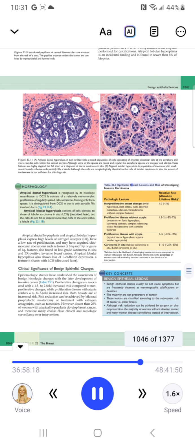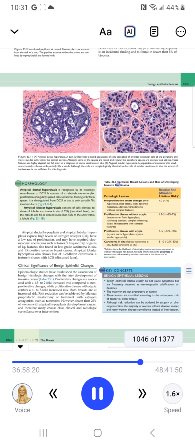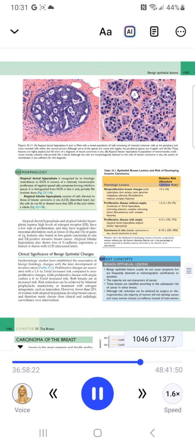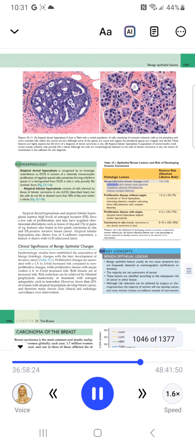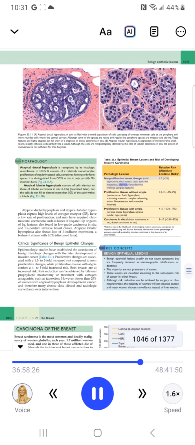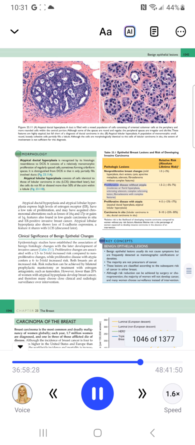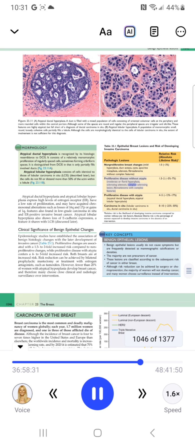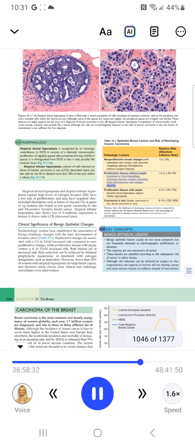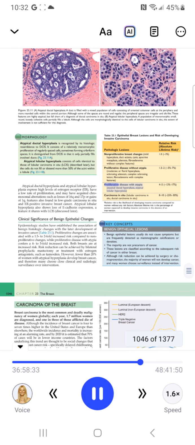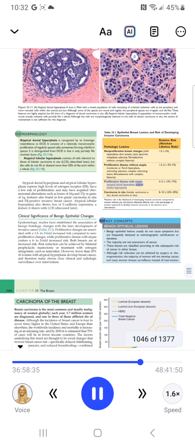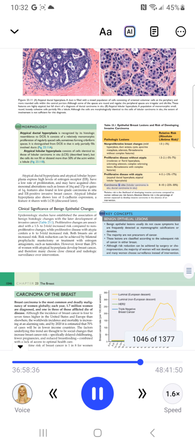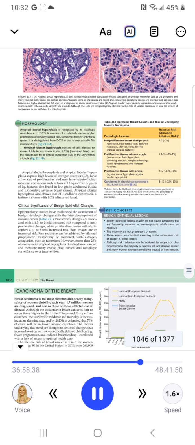Table 23.1. Benign breast lesions and risk of developing carcinoma. Pathologic lesions, relative risk, absolute lifetime risk. Non-proliferative breast changes: mild hyperplasia, ductectasia, cysts, apocrine metaplasia, adenosis, fibroadenoma without complex features. Proliferative disease without atypia: moderate or florid hyperplasia, sclerosing adenosis, complex sclerosing lesion, fibroadenoma with complex features. Proliferative disease with atypia: atypical ductal hyperplasia, atypical lobular hyperplasia. Carcinoma in situ: lobular carcinoma in situ, ductal carcinoma in situ.